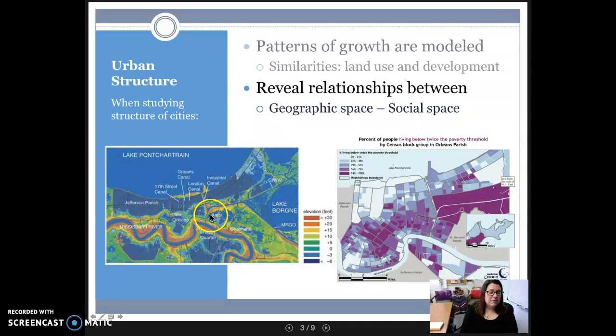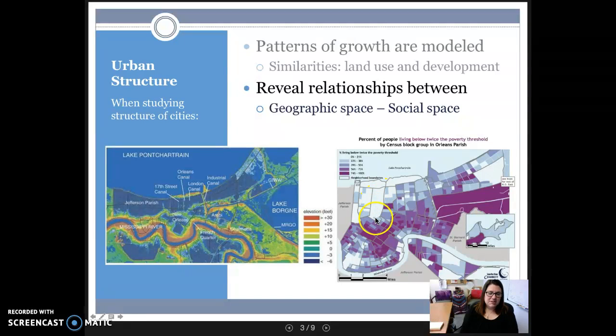And over here in the physical map, you see that most of it is below sea level in this area here. So it makes sense that you would have a high poverty area. Now this isn't true across New Orleans. There are other factors that impact. For example, this space is below sea level, yet it's not as high poverty here. There are other factors influencing this. So you can't just look at one factor or two factors. You have to look at things in greater detail.